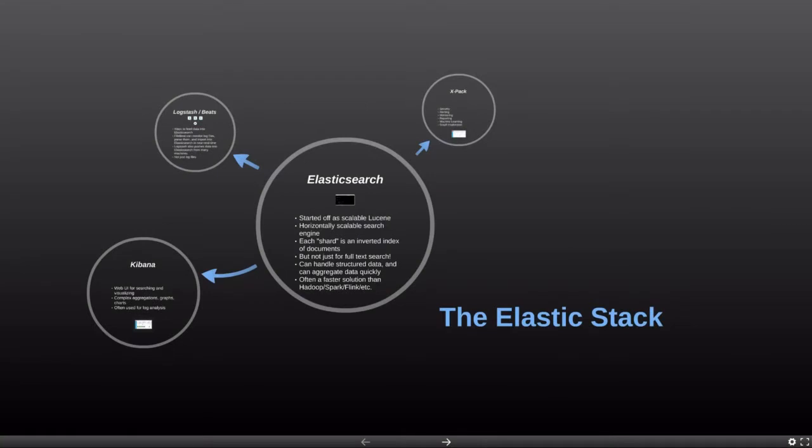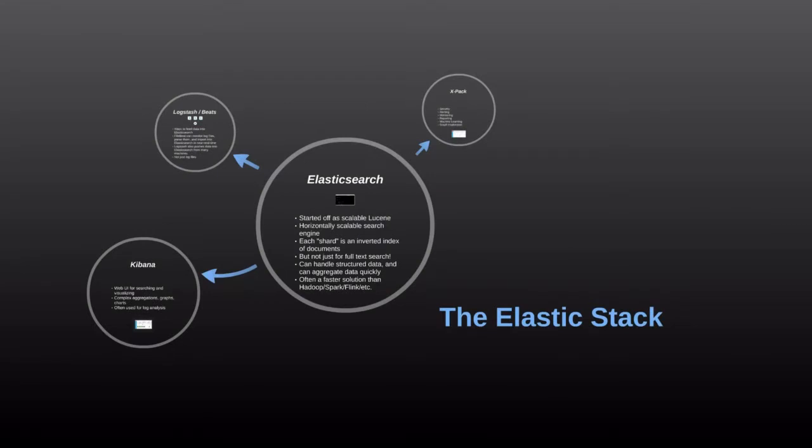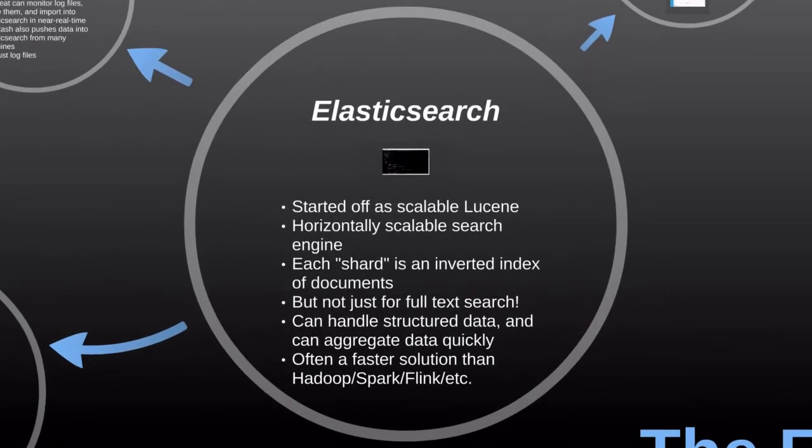Let's start off with a 30,000-foot view of the Elastic Stack and the components within it and how they fit together. Elasticsearch is just one piece of this system. It started off as basically a scalable version of the Lucene open source search framework, and it just added the ability to horizontally scale Lucene indices. So we'll talk about shards of Elasticsearch, and each shard in Elasticsearch is just a single Lucene inverted index of documents. So every shard is an actual Lucene instance of its own.